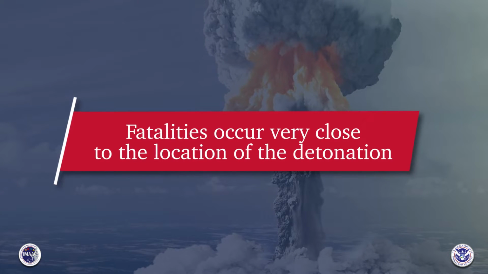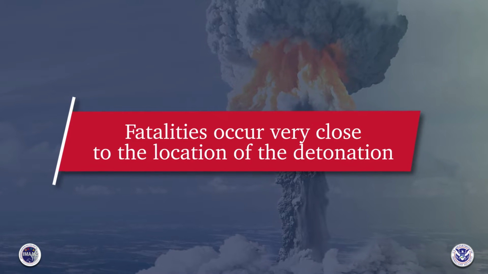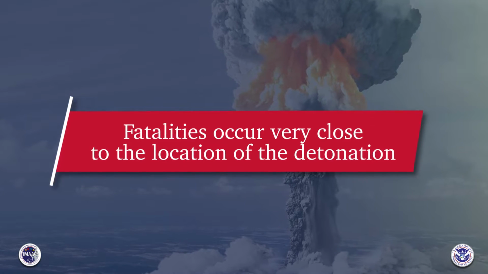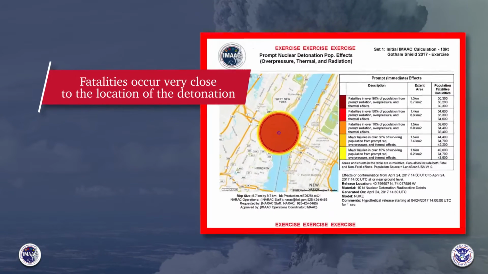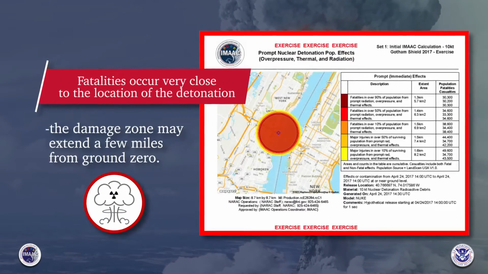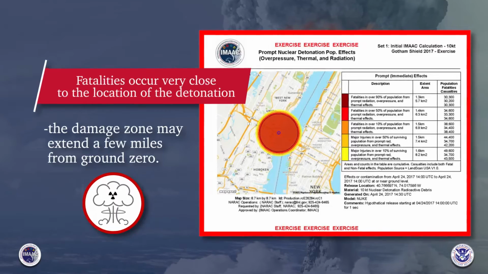Fatalities from the combined effects of blast damage, thermal energy, and initial radiation occur very close to the location of the detonation, or ground zero. For example, for a 10 kiloton detonation, the damage zones where building damage is caused by the blast and shock waves may extend a few miles from ground zero.